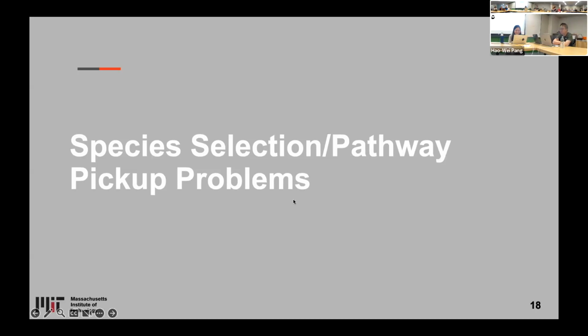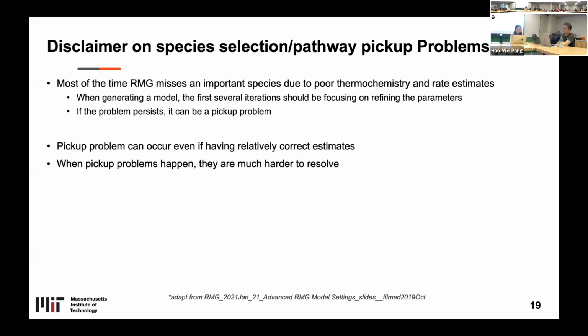The second part of the problem that you can have is species selection and pathway pickup problems. So the major thing is that RMG, okay, a lot of the time RMG cannot find certain species. Most of the time it's because you don't have good enough parameters. So most of the time you should first try to improve the thermo by doing quantum calculations or some literature search to improve those parameters before you think that, oh, it might be that the algorithm is wrong. Because we found that most of the time, like 99% of the time, it's those parameters causing the trouble.